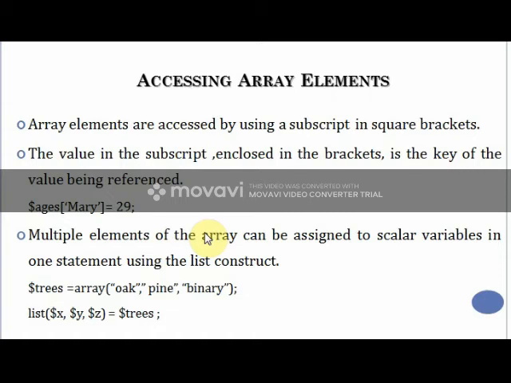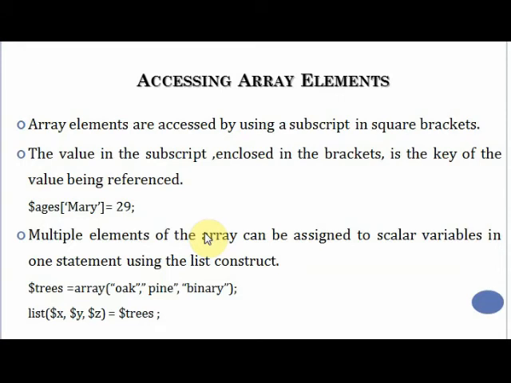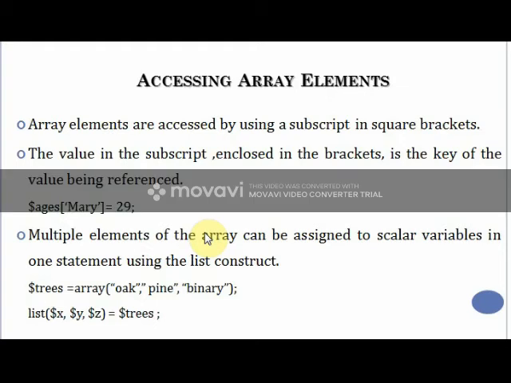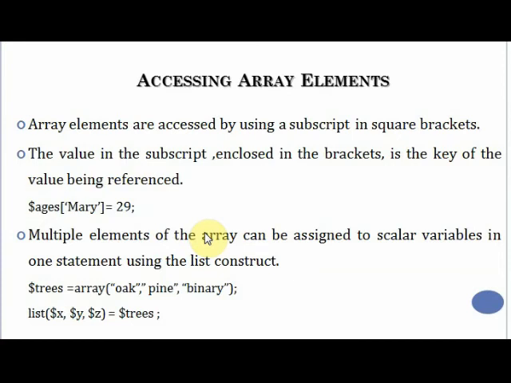The same brackets can be used irrespective of whether your key is a number or a string. We said the key can be a number or it can be a string. For both cases you are using the same square brackets. In this case the key is Mary, the value is 29, and the array name is ages. So ages of Mary is assigned a value 29.